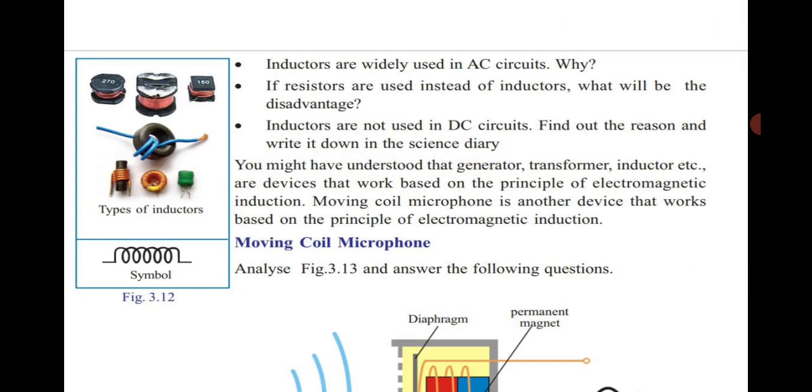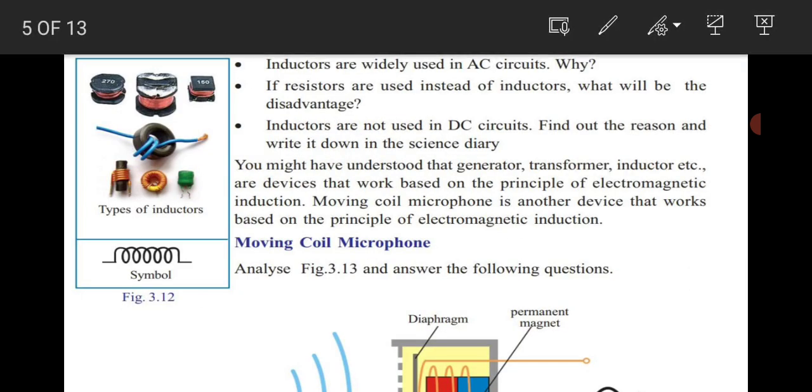Okay, let us see the questions related with the inductor. The first question, inductors are widely used in AC circuit. Why? എന്തുകൊണ്ടാണ് AC സർക്യൂട്ടിൽ മാത്രം യൂസ് ചെയ്യുന്നത്? It is only because of, only in AC circuit the current is reduced without any change in എനർജി ലോസ്.